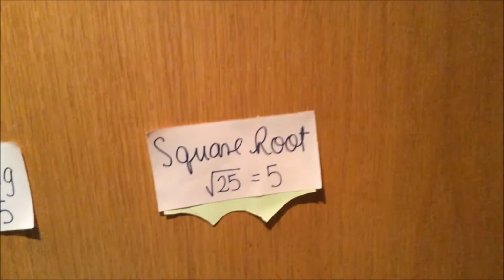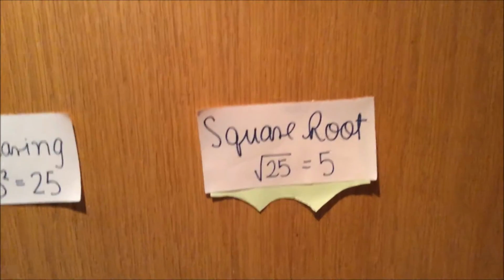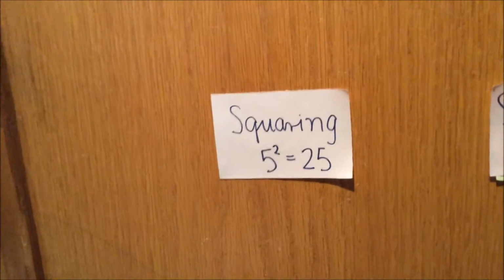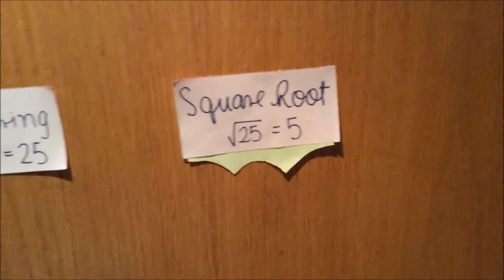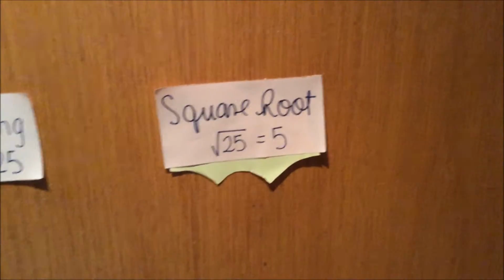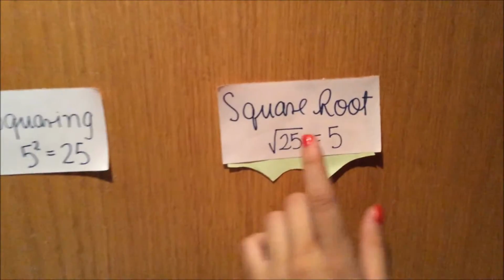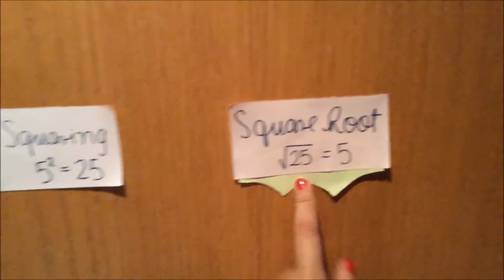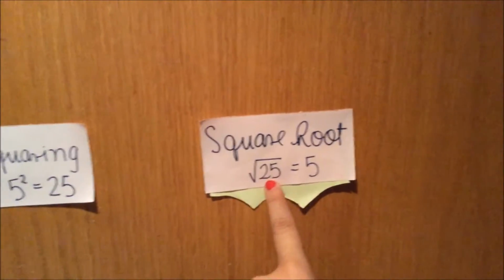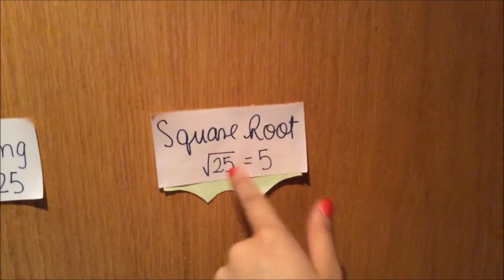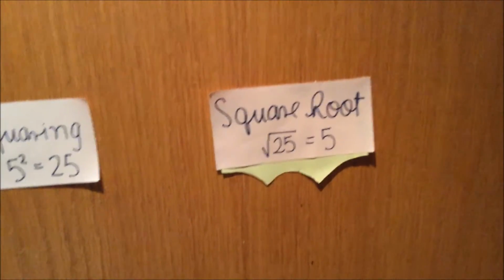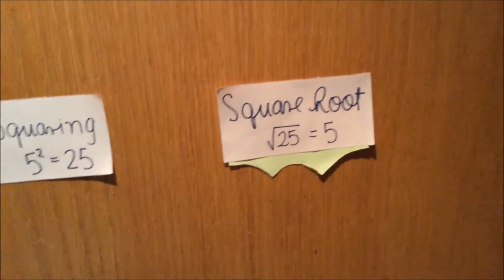And now here, the square root. Well, as I told before, the square root is the inverse operation of the squaring. So, why is the square root of 25 equal to 5? Because you have to find a number that multiplied by itself gives you 25. In this case, 5 times 5 gives you 25. So this is why the square root of 25 is 5. Or the square root of 9 is 3, because 3 times 3 is 9.